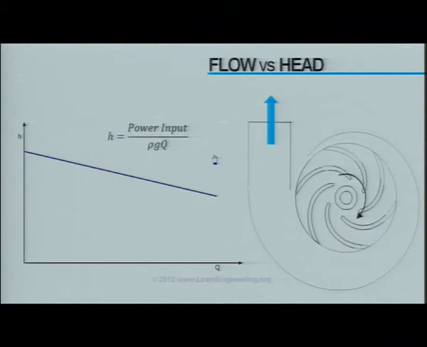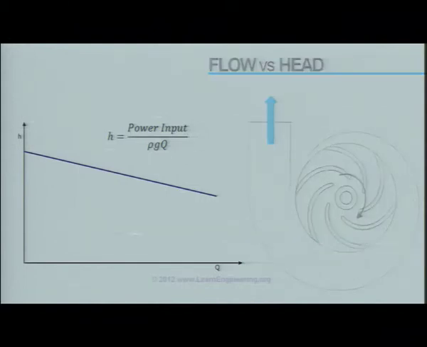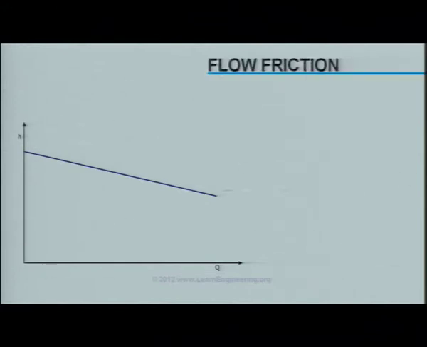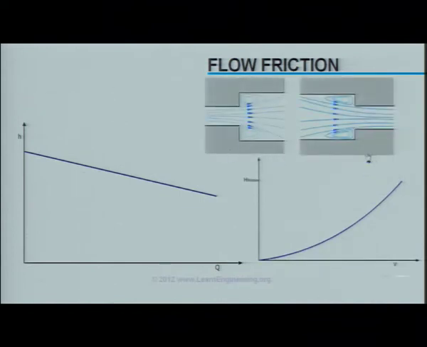This is true only for ideal cases. In practice, there will be lots of energy losses associated with pump flow. One of the main energy loss is due to effect of friction in the flow. This loss increases quadratically with velocity. A similar loss occurs when there is sudden expansion or contraction. Magnitude of this is also proportional to velocity squared. So, head curve will come down like this.